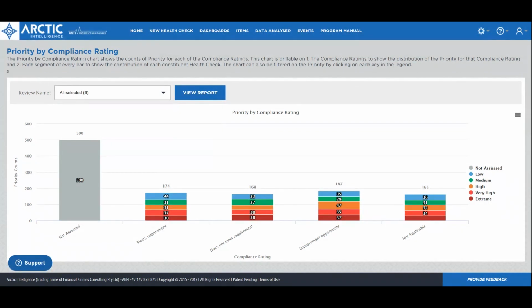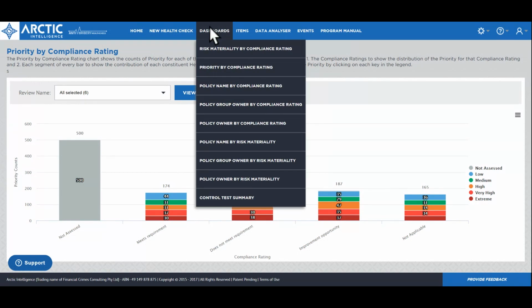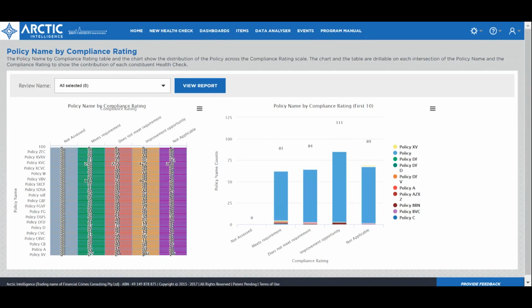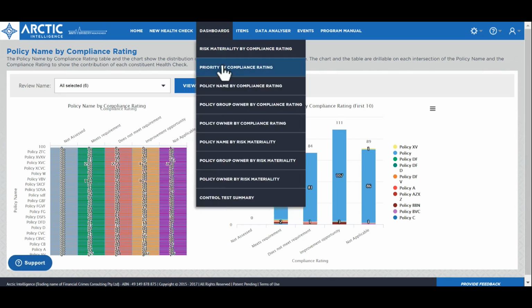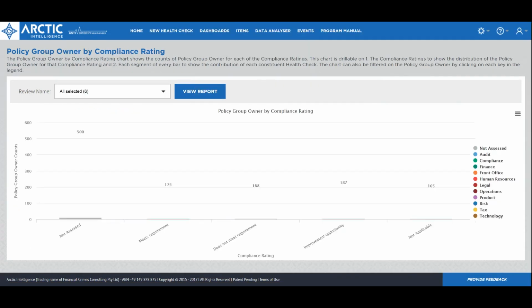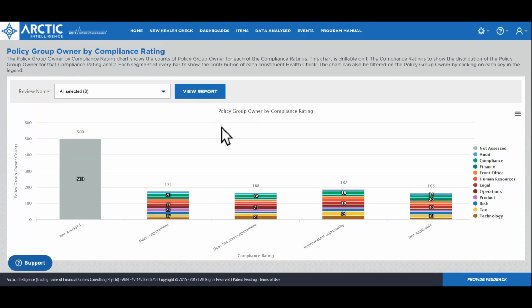Dashboard 3 is called Policy Name by Compliance Rating, which summarizes the internal policies and procedures most frequently associated with non-compliance across different obligations. Dashboard 4 is called Policy Group Owner by Compliance Rating, which summarizes the functional and individual owners of policies and procedures most frequently associated with non-compliance across different obligations.